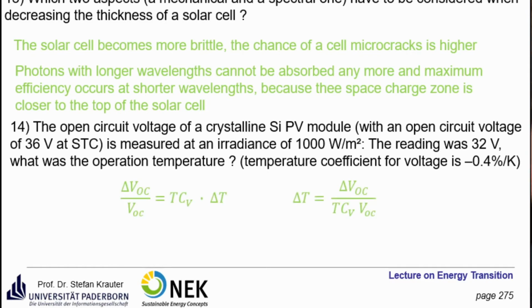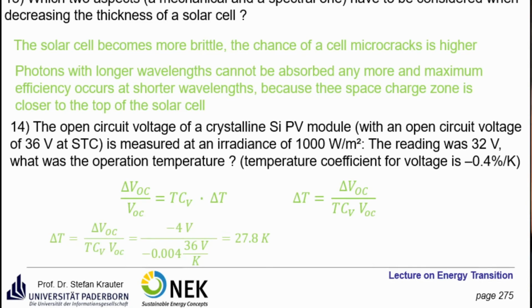So this is a formula. You have the relative deviation from the original open circuit voltage, and that is equal to the temperature coefficient times the temperature difference. If you put the temperature difference delta T on one side, you have delta T, the voltage variation of the open circuit voltage, divided by the temperature coefficient for voltages times the original voltage.